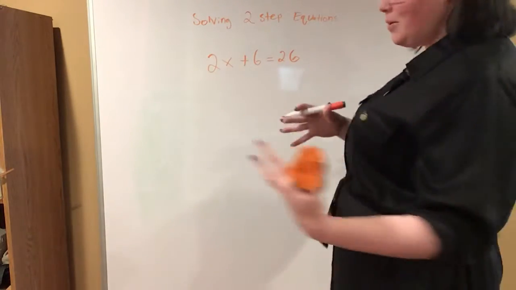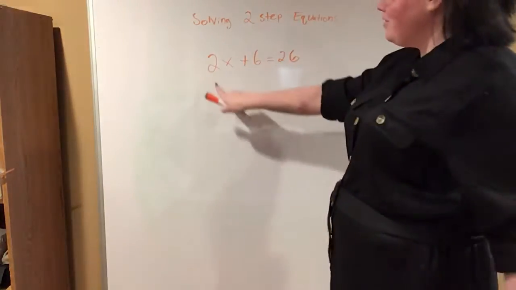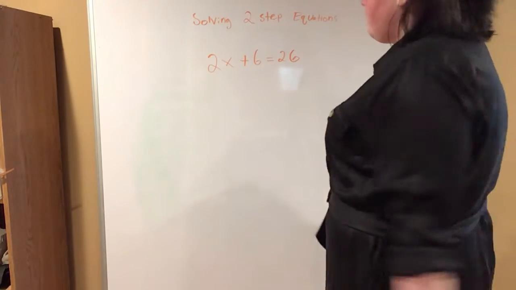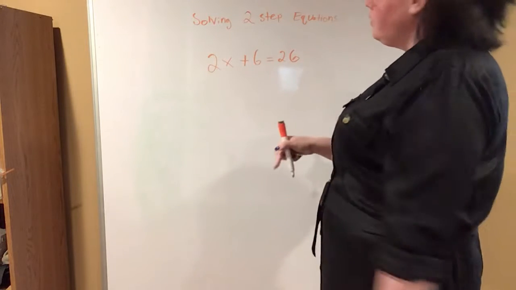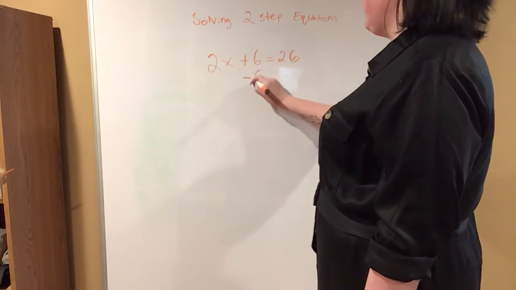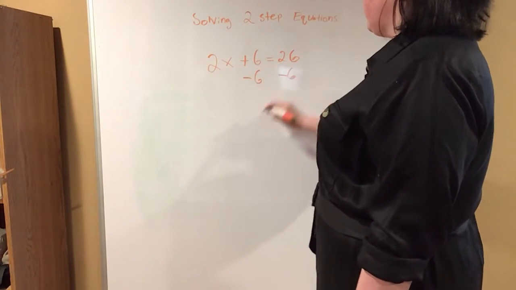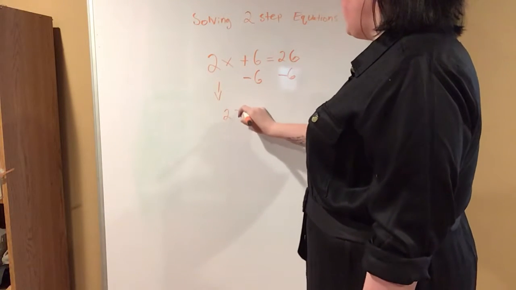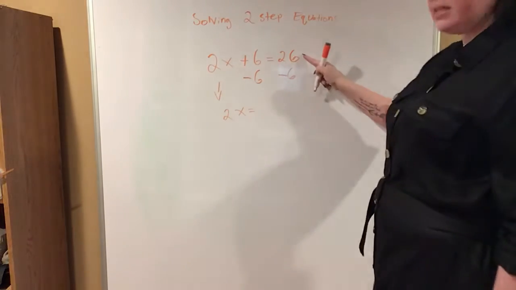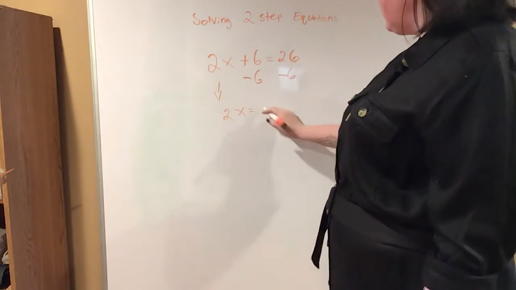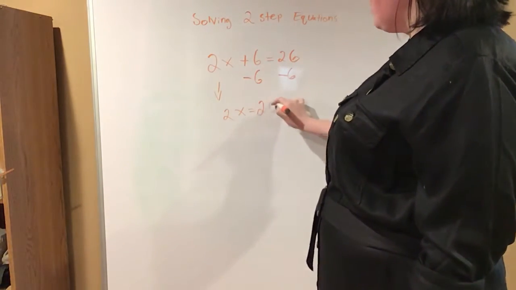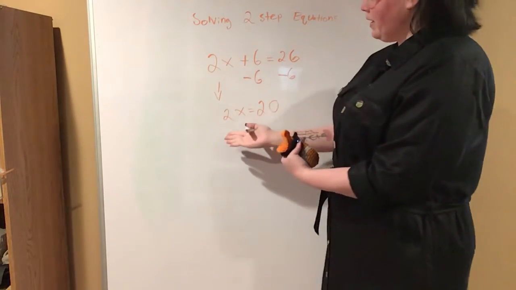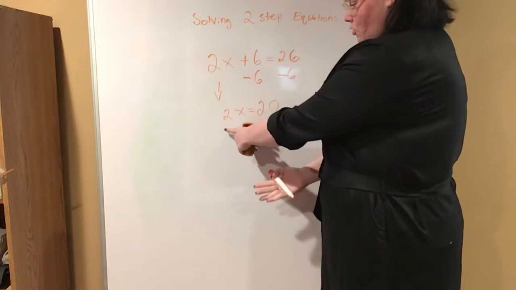We need to get the variable alone first. Right now, it's chilling with this buddy over here. I'm gonna get rid of that 6. It's being added, so let's subtract it. Because now we're gonna bring this guy down here. So 2x now equals, because 26 minus 6 is 20. So now, but we're still chilling here with this 2.